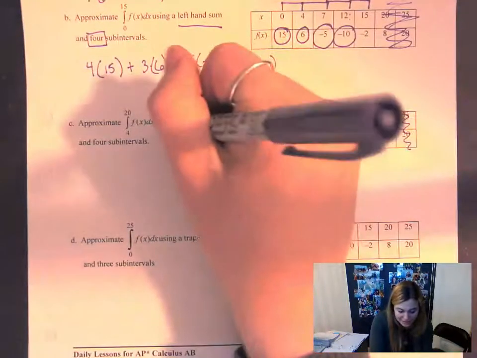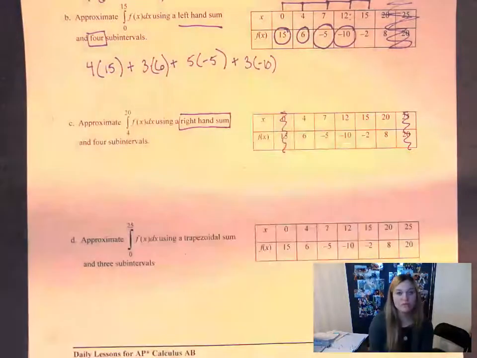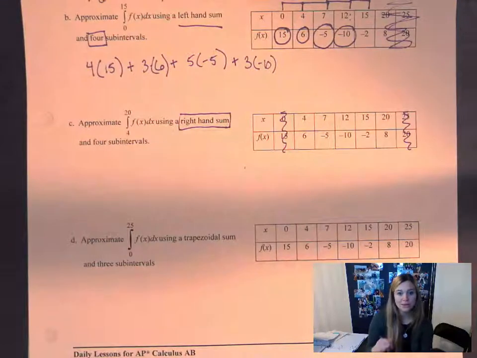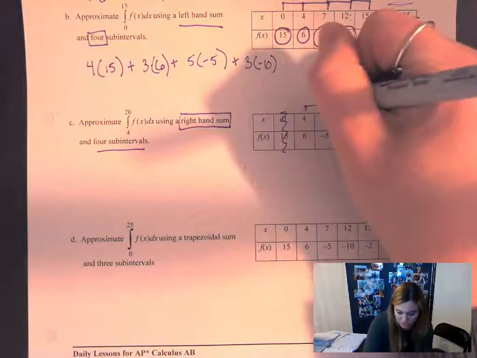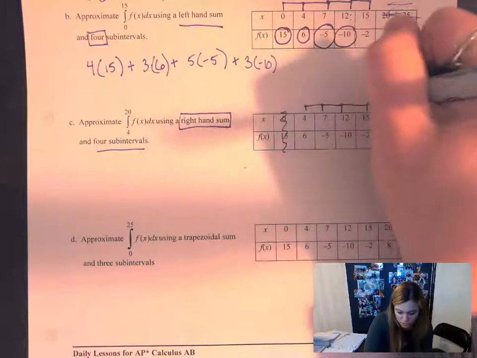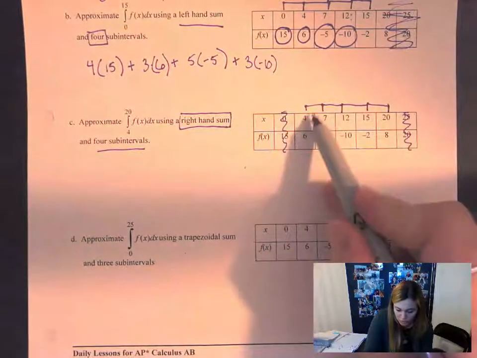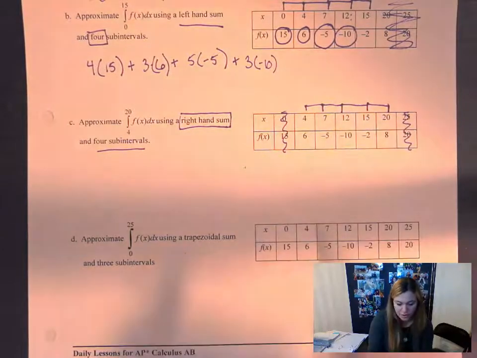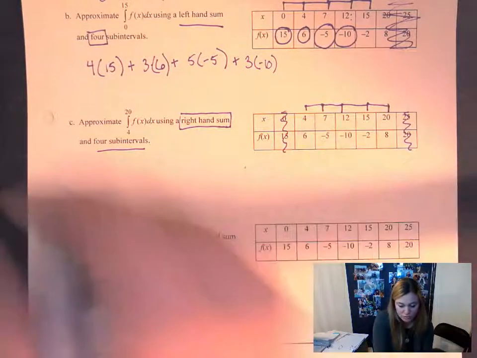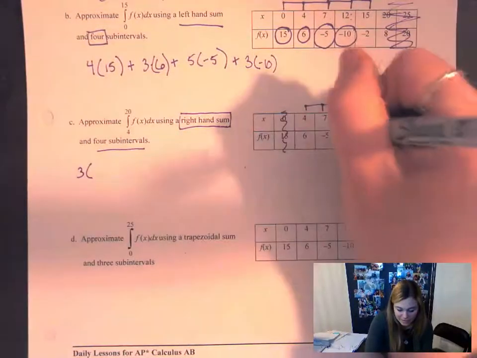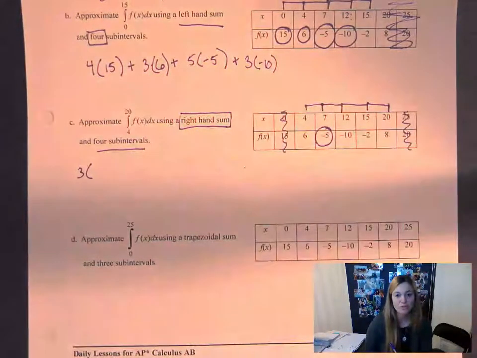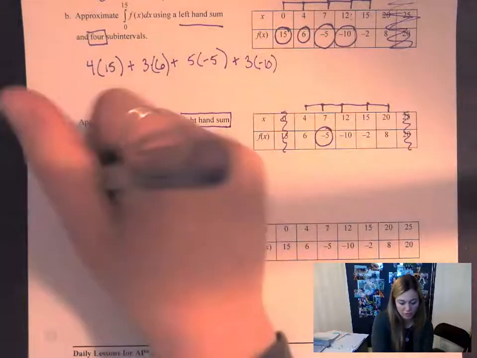This says a right-hand sum. Okay, so I know the function value I'm looking for is on the right. There are 4 subintervals, so I'm breaking this into 4 parts. 1, 2, 3, 4. I have 4 rectangles. Here's 1, 2, 3, 4. The distance between 4 and 7 would be 3. So that's my x value. For a right-hand Riemann sum, I'll be looking at the right side of the rectangle. So the function value on the right.